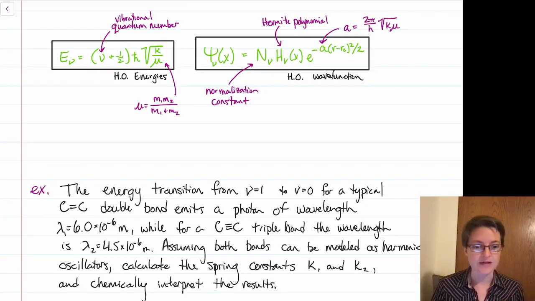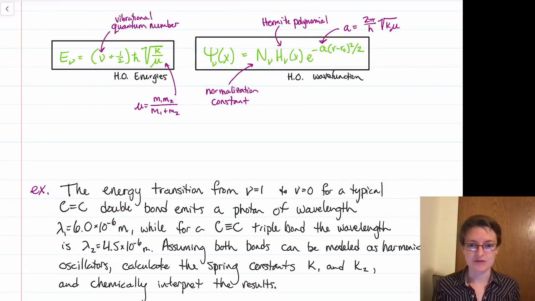So the example problem we're going to go through to end up today's lecture is that we're going to study an energy transition from nu equals 1 to nu equals 0 for both a typical CC double bond as well as a CC triple bond. And the information that I'll give you for this problem that I got from an IR spectra but which will take another lecture or two to be able to understand for ourselves as a class how we get these wavelengths. I saw from an IR spectrum that when a CC double bond undergoes this energy transition, it emits a photon with wavelength lambda 1, where the one subscript I'm going to use just to help me with the double bond, that is equal to 6 times 10 to the negative 6 meters for my wavelength. Whereas for a triple bond, the wavelength is a little bit smaller, 4.5 times 10 to the negative 6 meters.